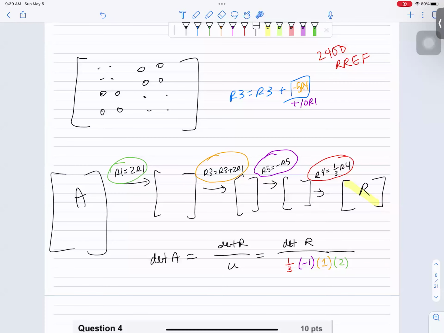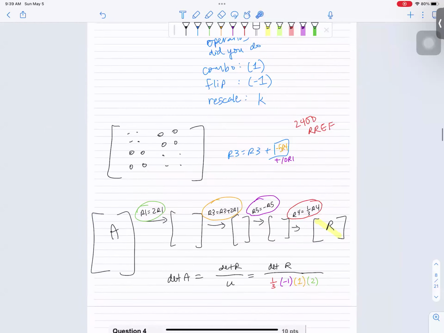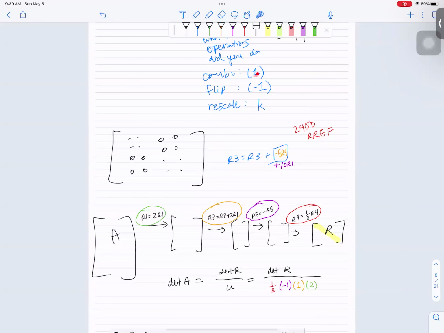Okay, so as a summary, 3 row operations: combo doesn't do anything, flip does -1, rescaling does K. So doing this rescaling multiplies the determinant by 2. So this matrix determinant is double of what it was for A. If I want to get back, I have to divide by whatever I did. If this is double, then I have to divide by 2 to get back A. That's why we're dividing by whatever we did.